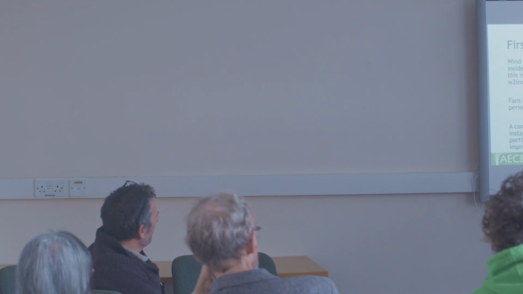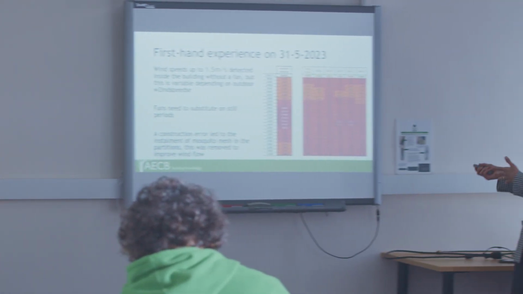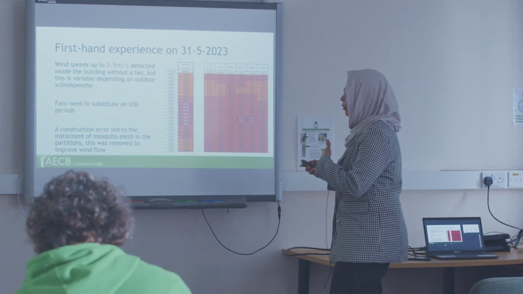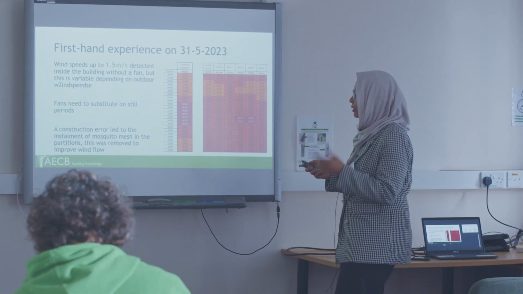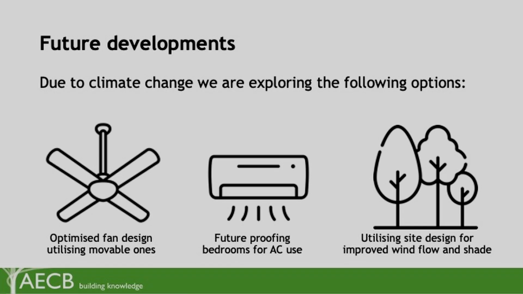So achieving 1.5 meters per second inside a building is a huge achievement. It just shows you that we can get good wind speeds without a fan, but we need to make sure that they have access to a fan as well. So these are our future developments. First of all, we want to optimize the fan design by utilizing movable ones. That gives the occupants more options. If you're in the living room and you're not directly under the fan, you can use a movable one. But obviously a movable fan is smaller, so you won't achieve that 2 meters per second. But if you locate it close to you, you can achieve that level of comfort.